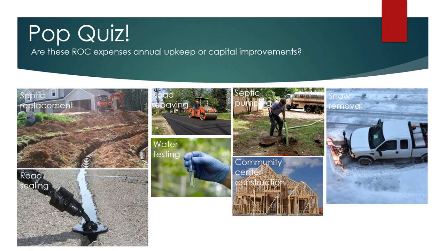Okay, how'd you do? Septic replacement is definitely capital because it's a considerable expense and it should last several years. Road sealing is annual upkeep. Road repaving is capital, very expensive. Water testing is regular annual upkeep. Septic pumping is upkeep. Even if you don't have to pump every septic every year, you should have your co-op septic pumped on a regular schedule. Community center construction, capital. Snow removal, just like the personal example, is annual upkeep.